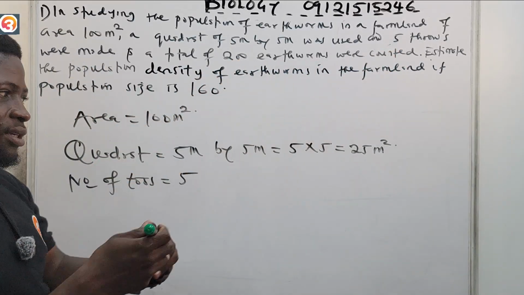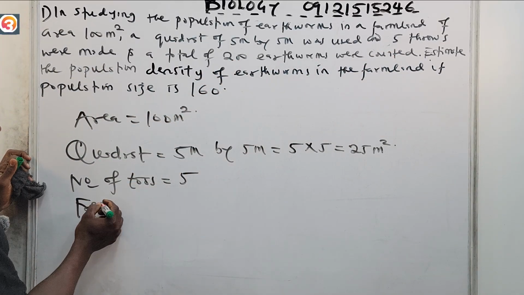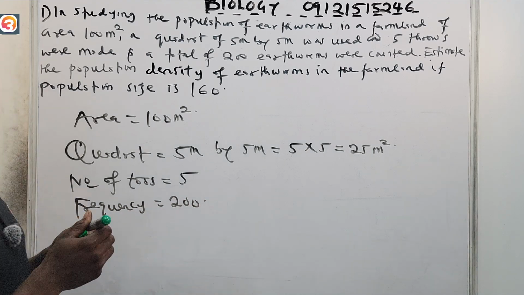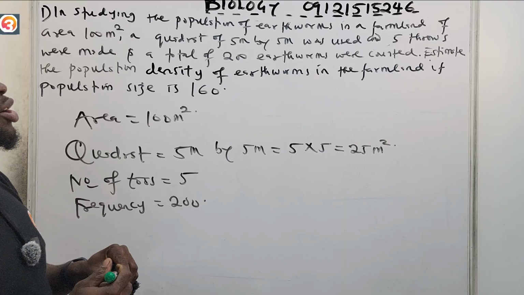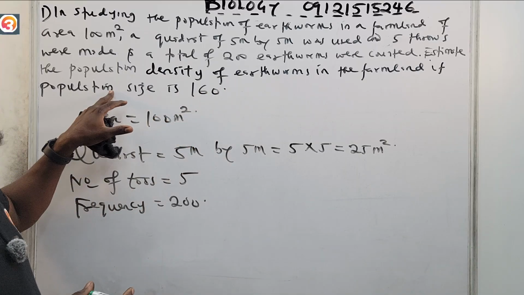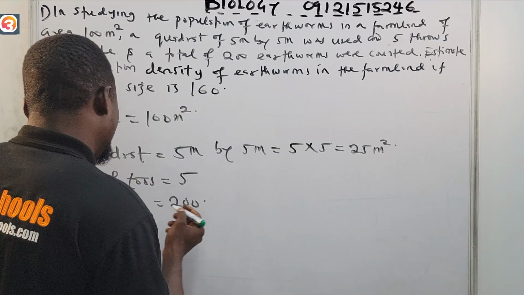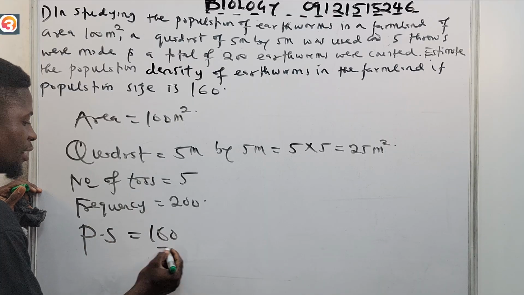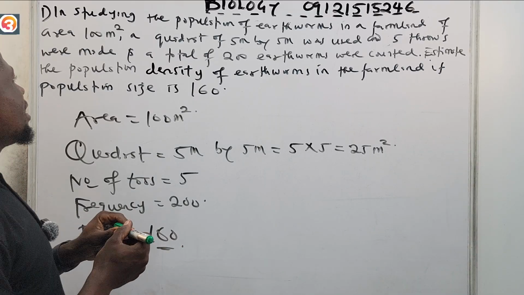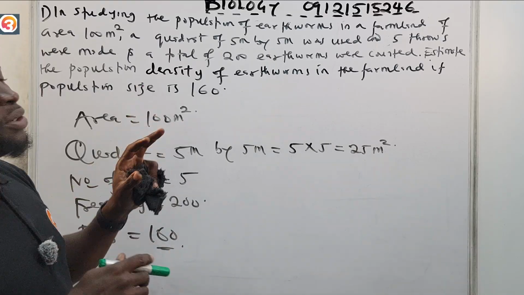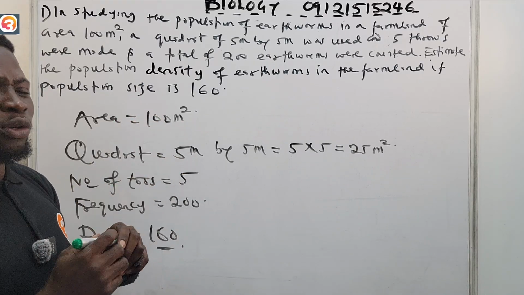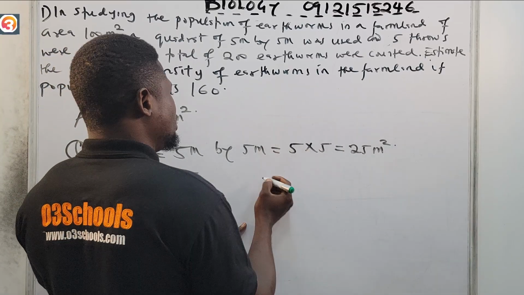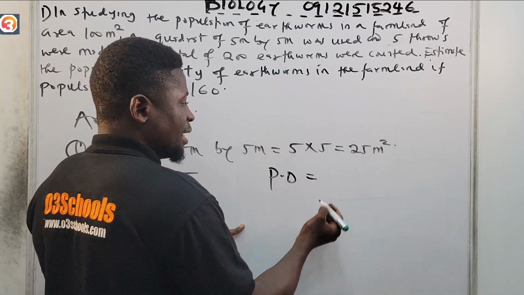And a total of 200 earthworms were counted. Okay, the frequency, we're given frequency to be 200. Now, they say estimate the population density of earthworms in the farmland. If population size is 160, we're given population size, PS, to be 160. So what we are asked to calculate here is population density.